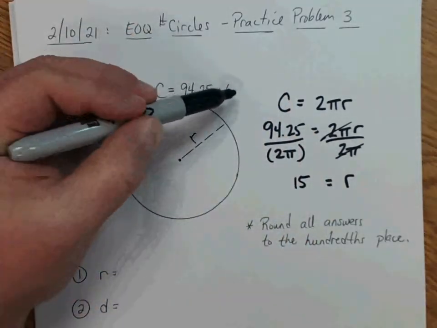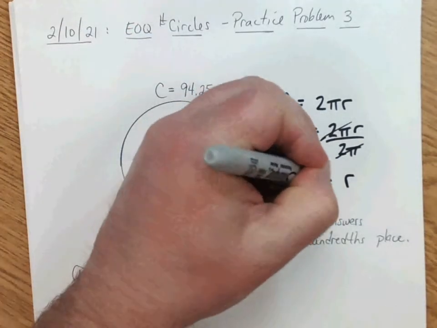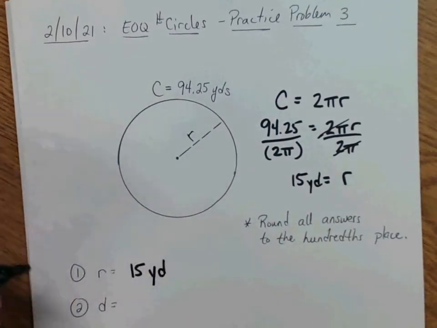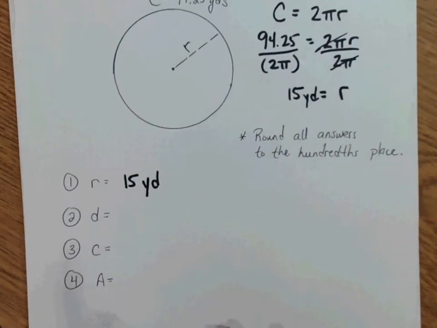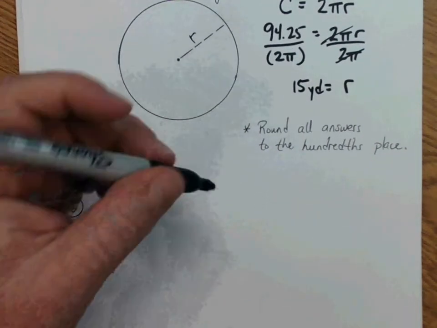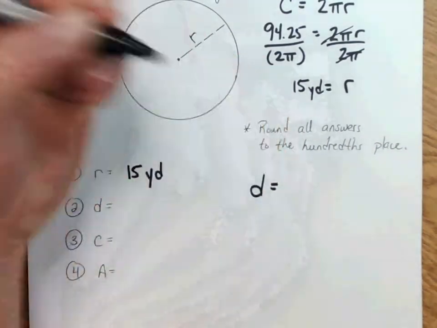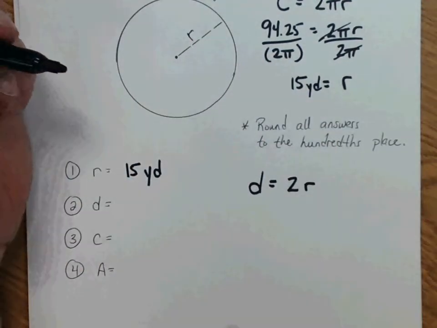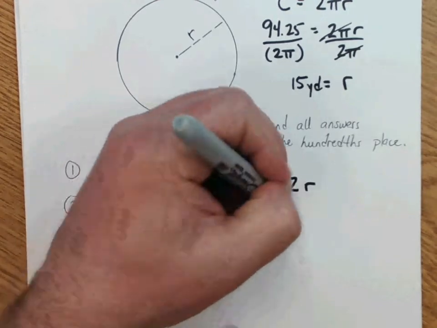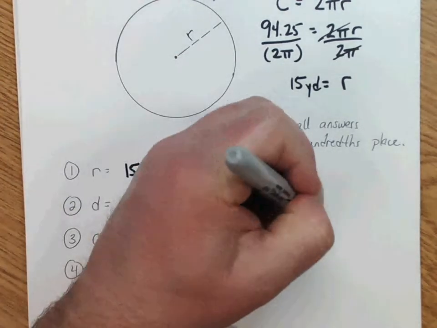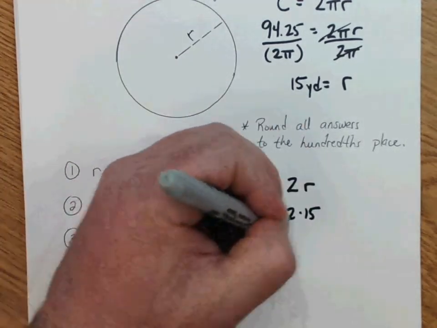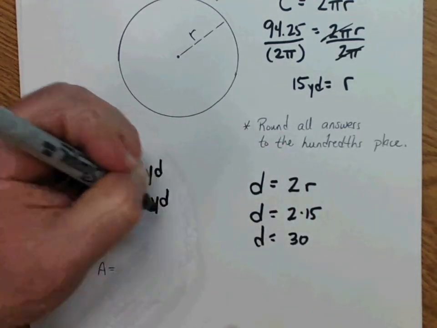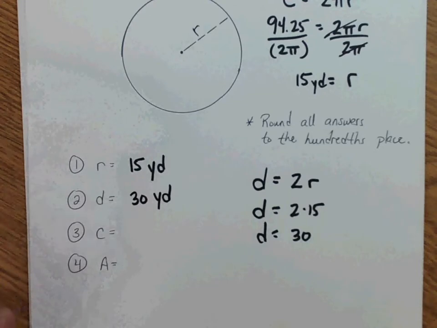Since this is yards, this is yards. So I can come down here and fill that in. Then, to get the diameter is just simply 2 times the radius. So that means I'm going to take this and go 2 times 15 and get the answer 30. So that's 30 yards.